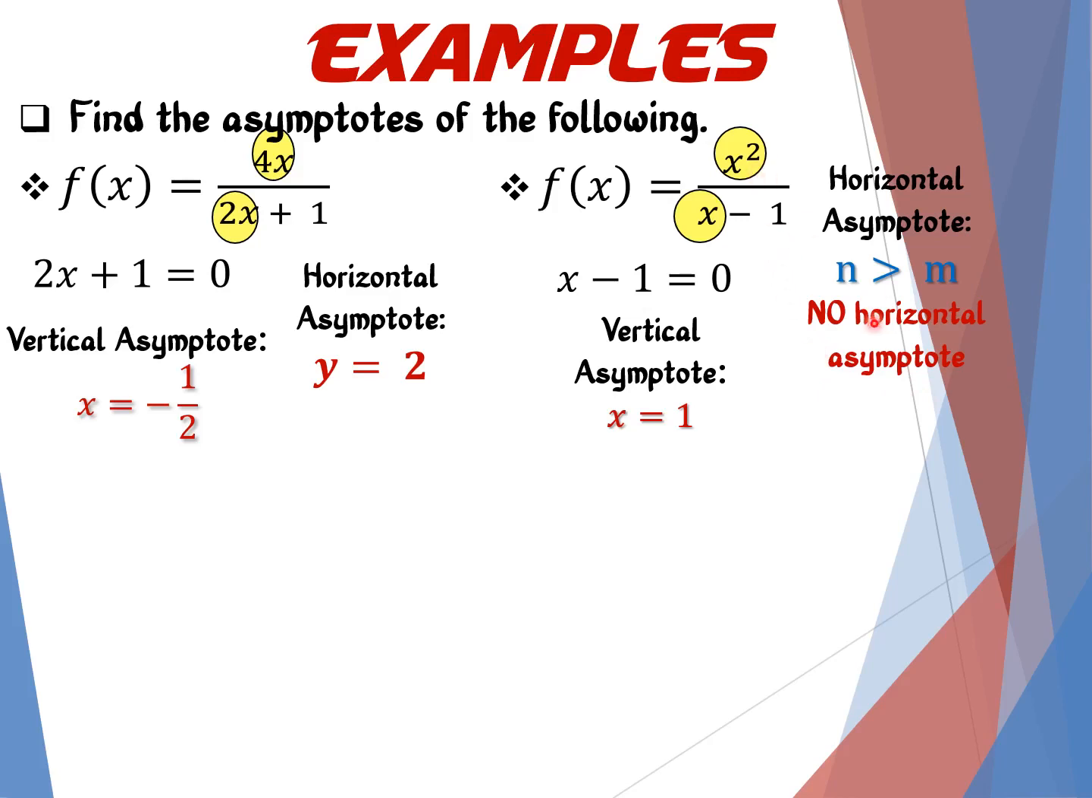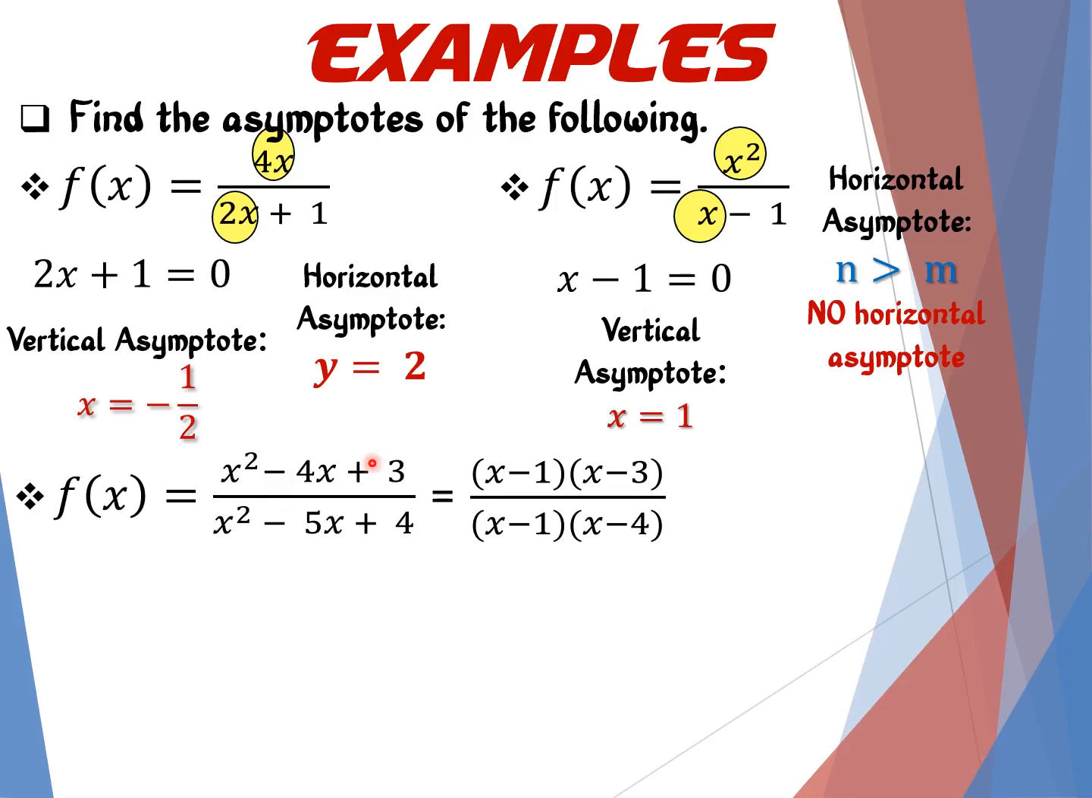Okay, since the numerator is greater, the degree of the numerator is greater than the degree of the denominator. Let's have another one. You have here this one. So here you will notice that this is a quadratic function. The first thing that you're going to do is to factor them.